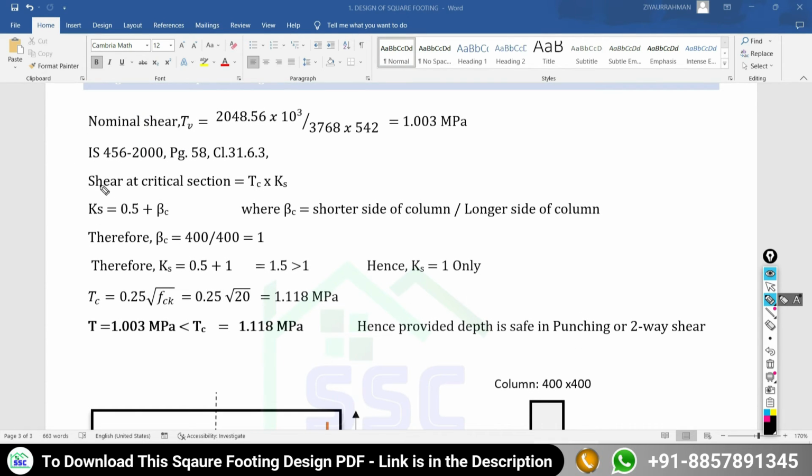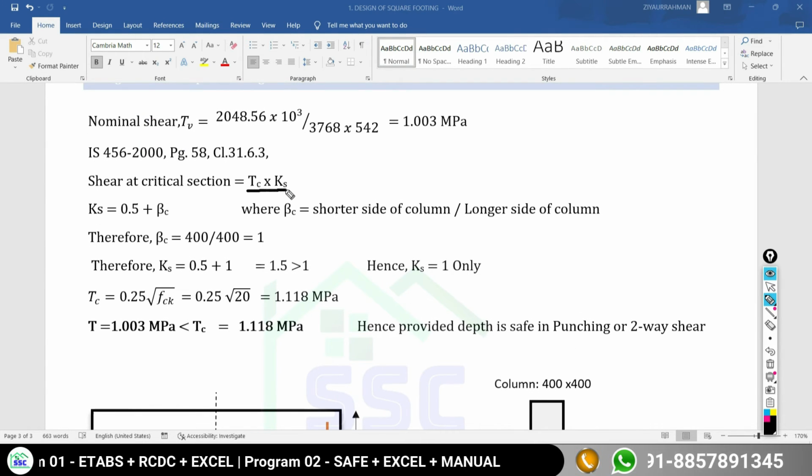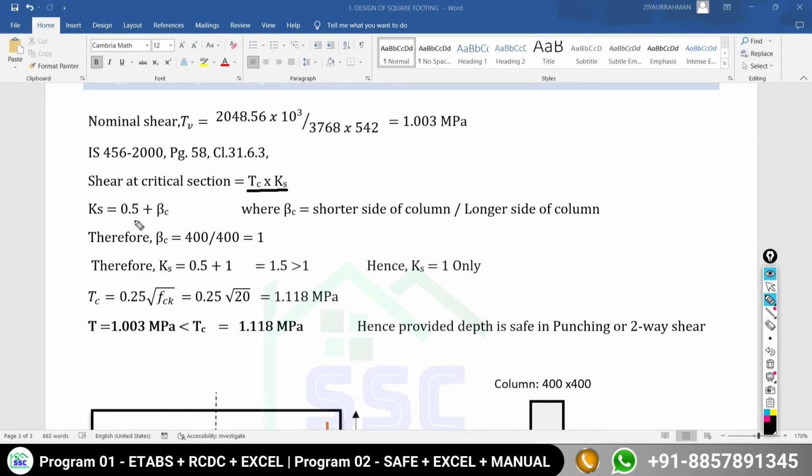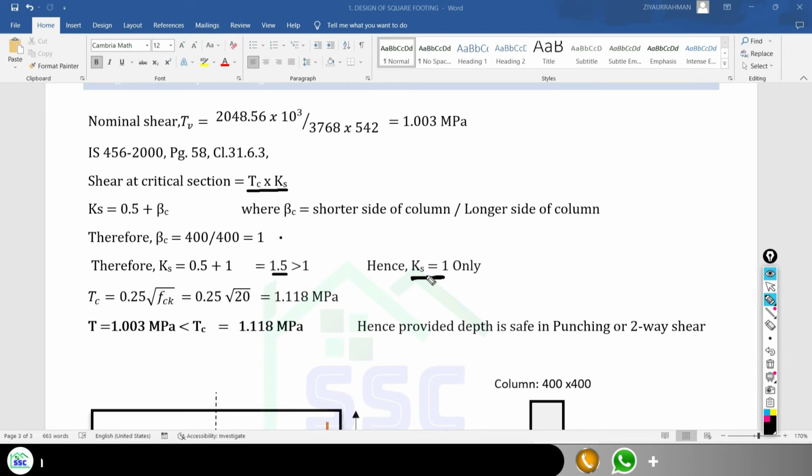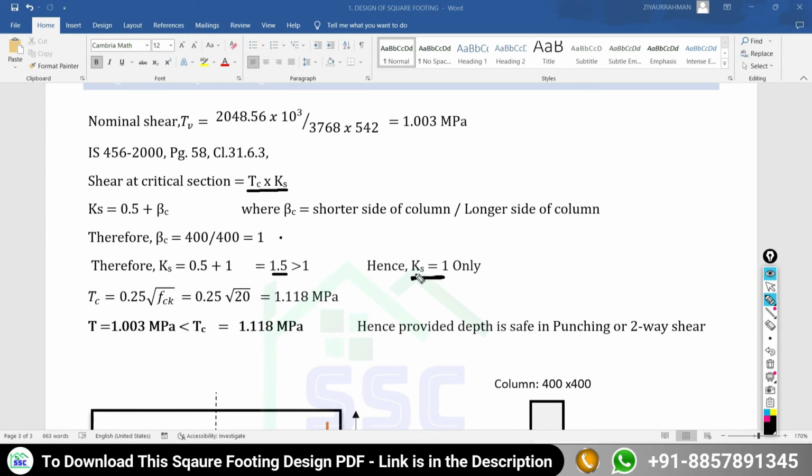Here, what we have given is: shear at the critical section will be equal to tau c into Ks, where Ks equals 0.5 plus beta c, where beta c is the shorter side of the column to the longer side of the column, as we have discussed just now. Therefore beta c will be equal to 1. Put all these values, it is going to become more than 1, but I told you the maximum of this Ks value will be 1 only. You can't take a value more than 1. That's why we limit the value of Ks to 1 only. Who has suggested to consider this up to a maximum of 1? Your IS code. IS code said that we have to consider Ks equal to 1.